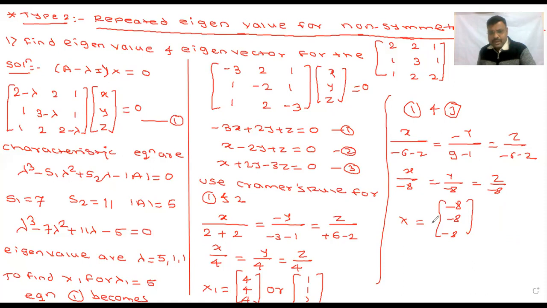Clear? So this is the first eigenvector we got. Everyone is clear? Any problem? No, sir. Okay, so write down.